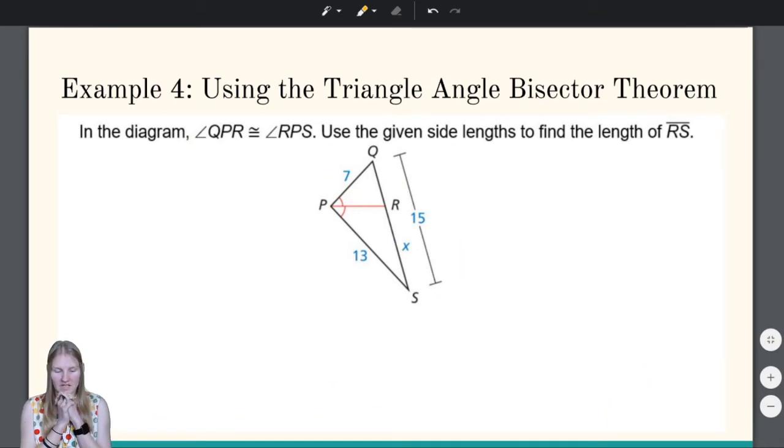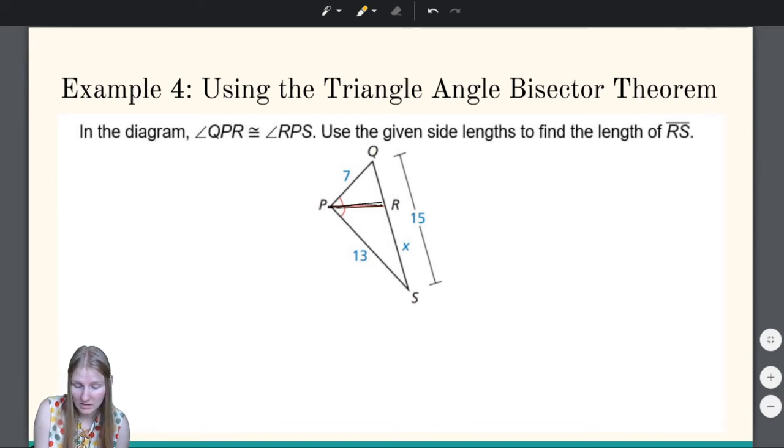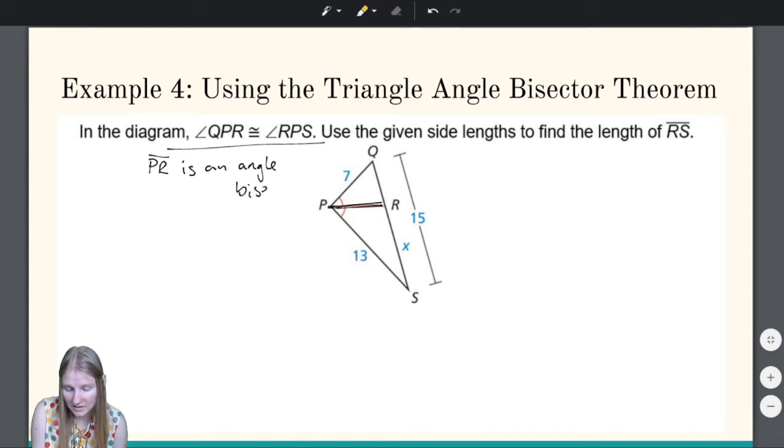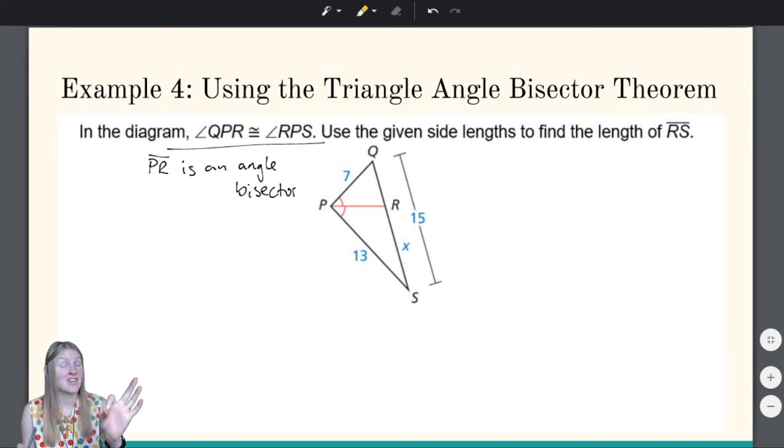Example 4. In the diagram, angle QPR is congruent to angle RPS. It's important that they say that because that tells us that PR is an angle bisector. If they didn't say that these two angles are congruent, PR would just be some random segment, but it's an angle bisector. And that is important because PR is an angle bisector. We can set up a proportion.